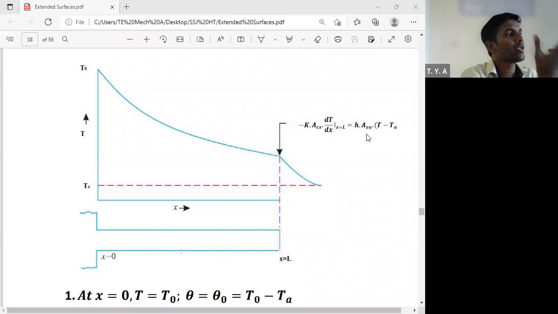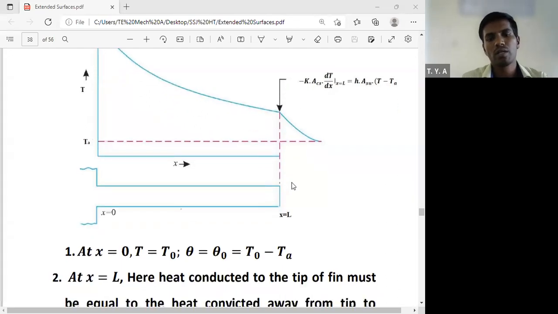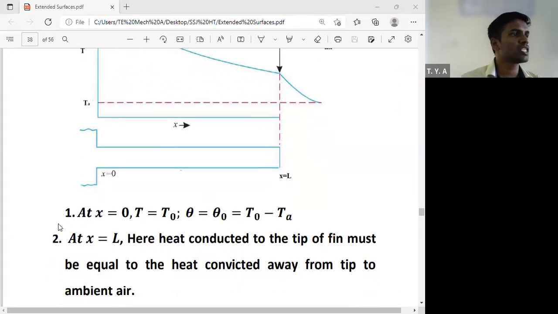Okay, so Q conduction is equal to Q convection. The equation of Q conduction is K into dT by dx, and the equation of Q convection is h A delta T. Only, you have to take the area of this surface, A_s, as given in the diagram. A_s is the surface area from where heat transfer takes place. Okay, so the first boundary condition is the same. What is the first boundary condition? Write down: at x is equal to 0, T is equal to T0, theta is equal to theta 0, that is T0 minus T infinity.